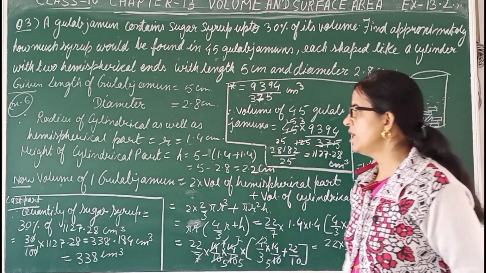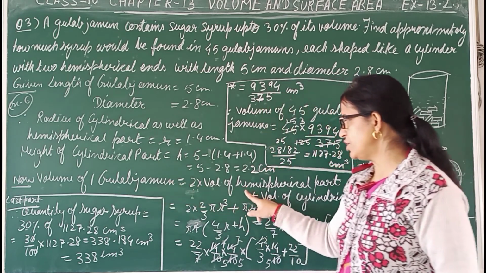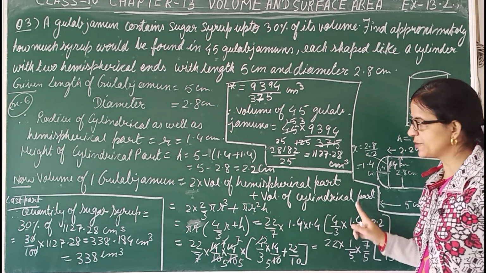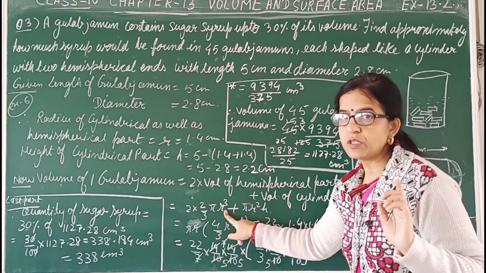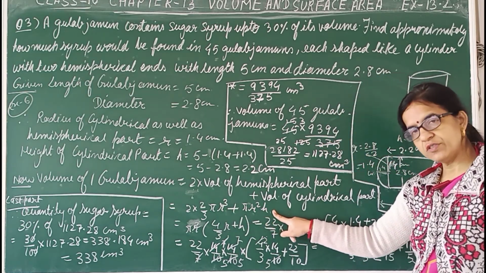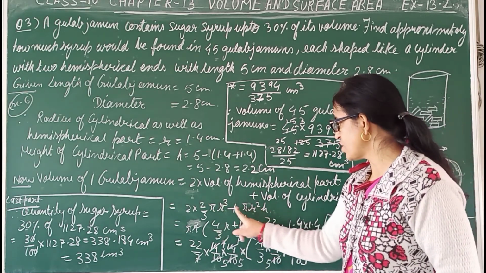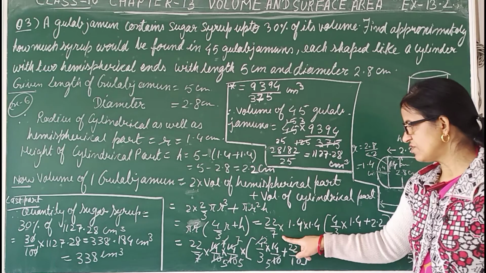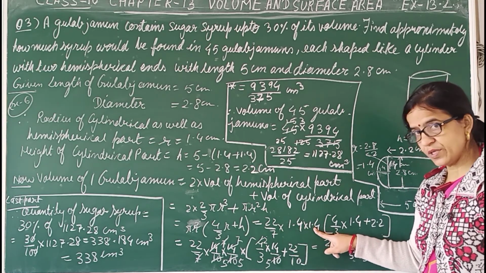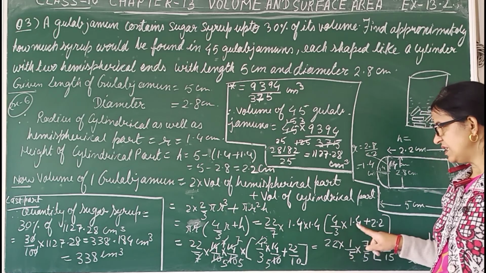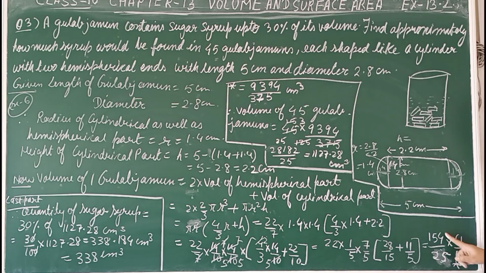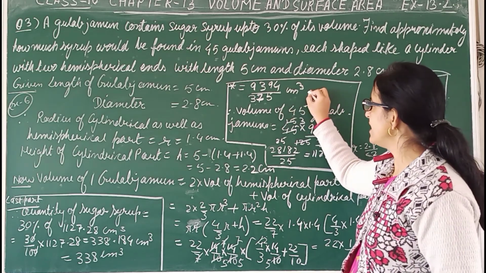The rest is calculation. So the volume of one gulab jamun is 2 into the volume of the hemispherical part, as 2 hemispherical parts are there, plus the volume of the cylindrical part. Now 2 into 2 by 3 pi r cubed is the volume of the hemisphere, plus pi r square h is the volume of the cylinder. Now in this what is common? Pi r square is common. So 4 by 3 r plus h is left. So this will be 22 by 7 into 1.4 into 1.4, into 4 by 3 into 1.4 plus 2.2. The calculation gives the answer as 154 by 25 into 61 by 15, and over here the value is this much. This you can convert to decimal.